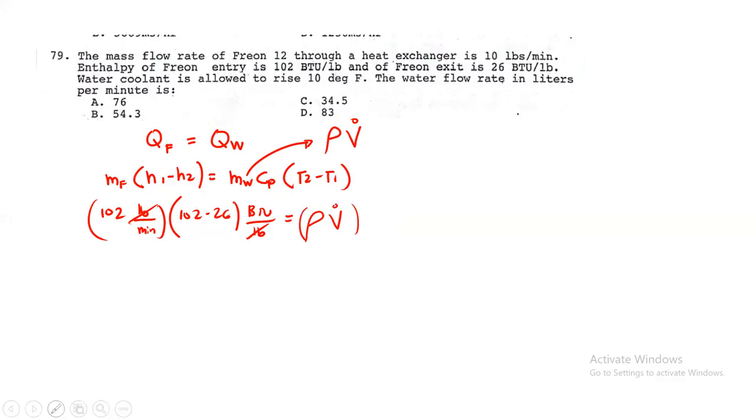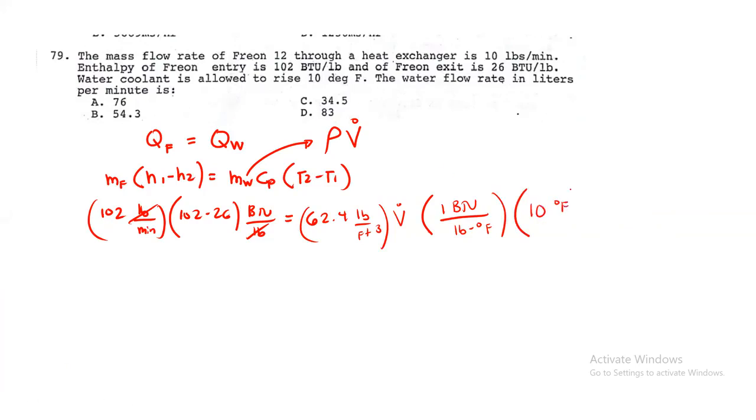So ilan ba yung density natin? Density is 62.4 pounds per cubic foot times volume flow rate, times Cp natin. Ano Cp ng water? 1 BTU per pounds degree Fahrenheit or degree Rankine. Times change in temperature natin, meron given 10 degree Fahrenheit. So makacancel na yan, makacancel ng pounds, then BTU. So matitira dito is cubic foot per minute.